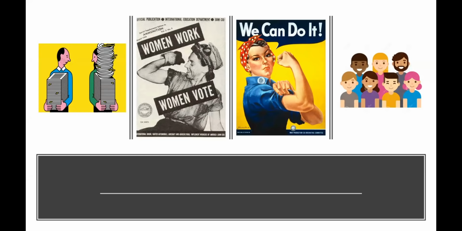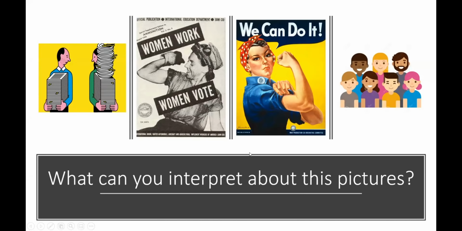For lesson one, I want you to look at your screen and answer this question. What can you interpret about this image or pictures? Anyone from the class? Okay, very good. We are talking about feminism, that a woman can do things that men can do also. So we are talking about individual differences.